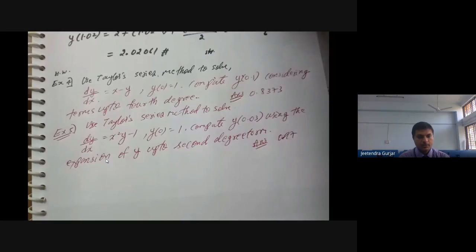Example 5, use Taylor series method to solve dy by dx is equal to x square y minus 1, y of 0 is equal to 1. Compute y of 0.03 using the expansion of y up to 2nd degree term. So answer I have given already. So please see that, students.